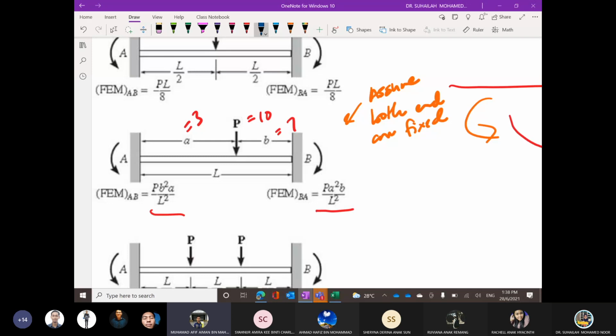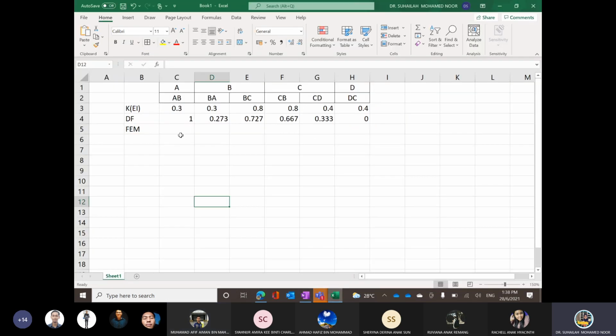14.7. Another one, FEM BA. 6.3. So it is negative 14.7 and, sorry, 6.3, not 9. So it is negative 14.7 and 6.3. Yes, okay, 6.3.